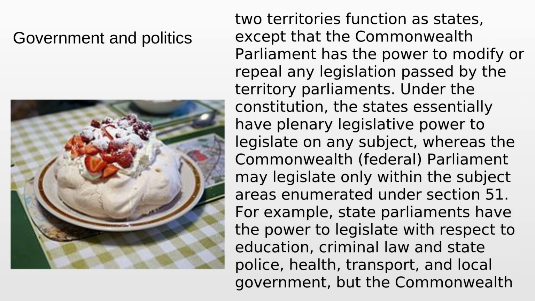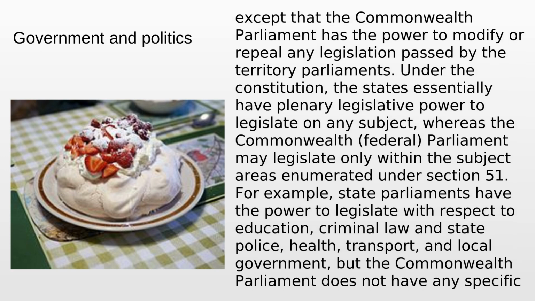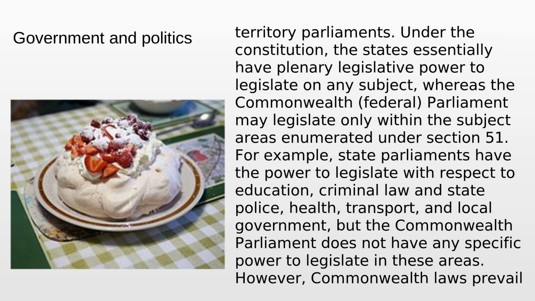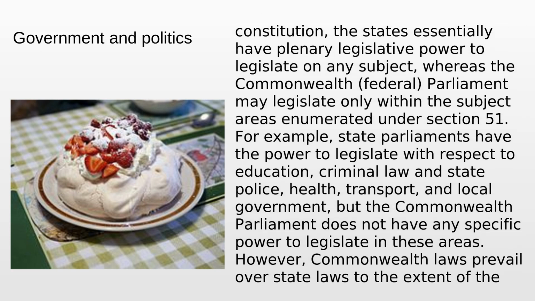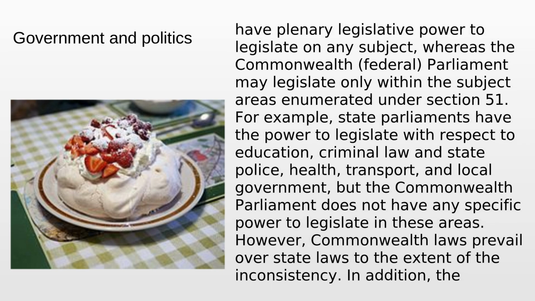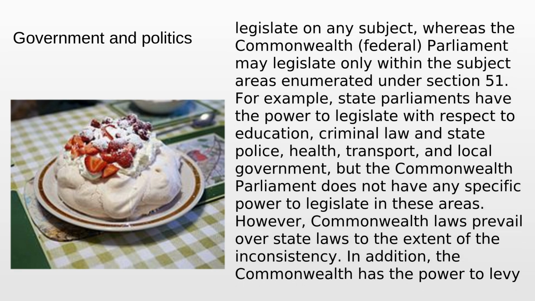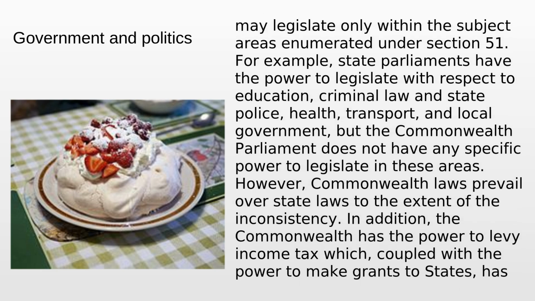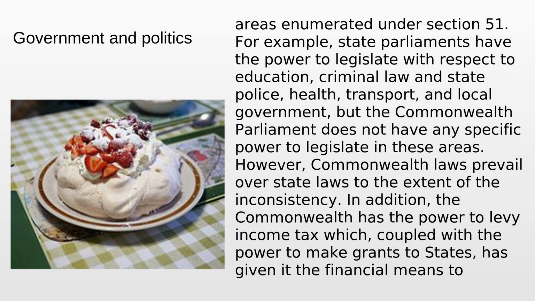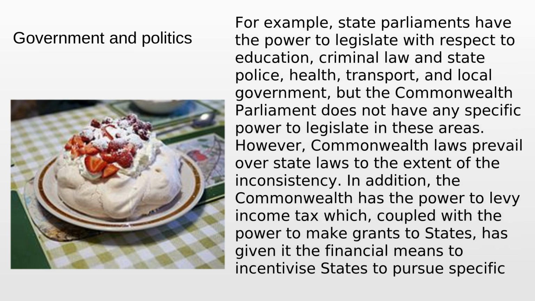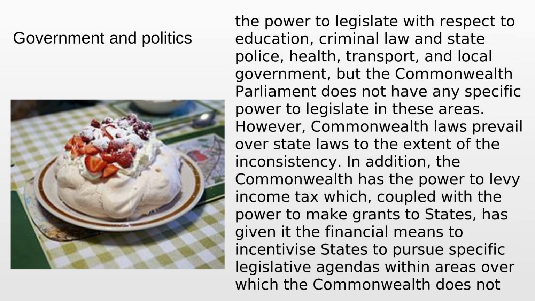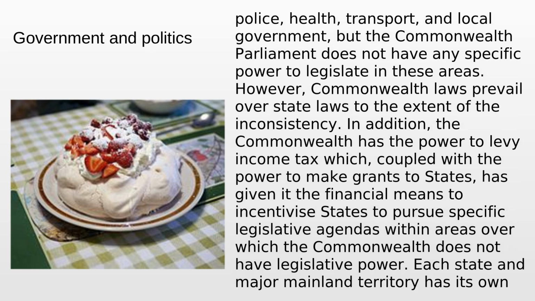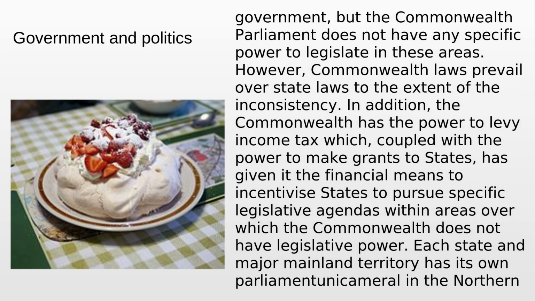Under the Constitution, the states essentially have plenary legislative power to legislate on any subject, whereas the Commonwealth Federal Parliament may legislate only within the subject areas enumerated under Section 51. For example, state parliaments have the power to legislate with respect to education, criminal law and state police, health, transport, and local government, but the Commonwealth Parliament does not have any specific power to legislate in these areas. However, Commonwealth laws prevail over state laws to the extent of the inconsistency.